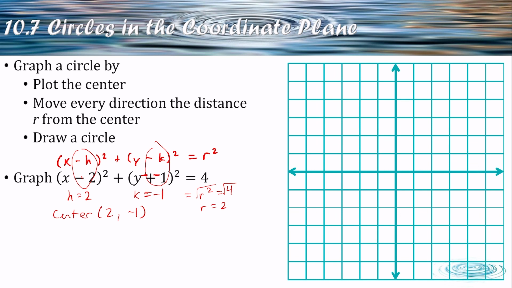So we'll start by plotting (2, -1), and the radius is 2. So we'll go 2 spaces in every direction from the center. So 1, 2 right, 2 up, 2 left, 2 down. And then you just draw a circle the best that you can. Ta-da!